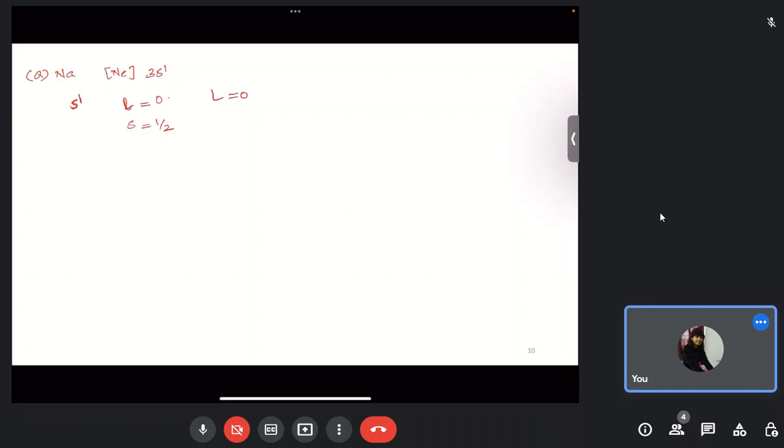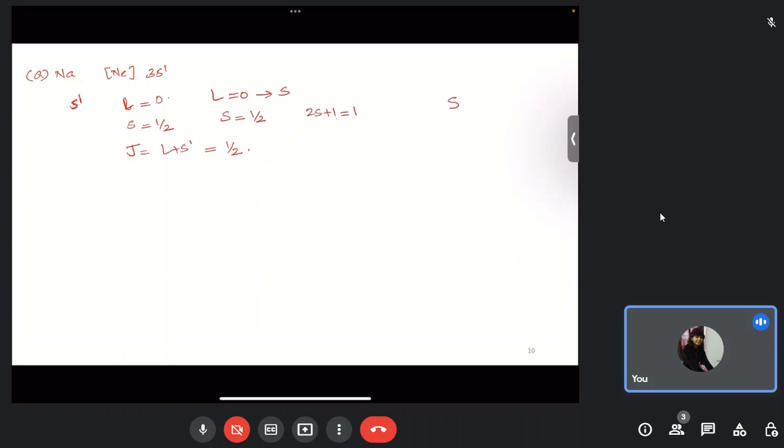So capital S is going to be 1/2, and the J value is L plus S, which is 1/2. If L is equal to 0, it corresponds to S, and let's find the multiplicity, 2S plus 1. If S is equal to 1/2, 2S plus 1 is going to be 2.